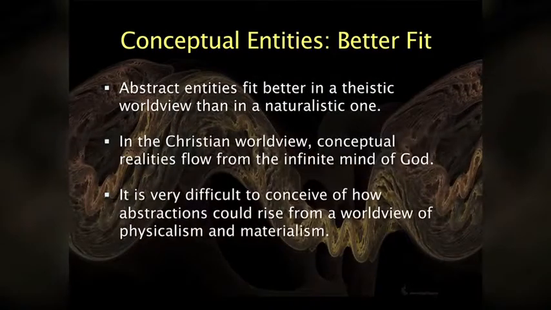Abstract entities fit better in a theistic worldview than in a naturalistic one. In the Christian worldview, conceptual realities flow from an infinite mind, the mind of God. It's very difficult to conceive of how abstractions could arise from a worldview of physicalism and materialism. How can non-physical entities come from purely physical material entities? Again, naturalists talk about emerging properties. But how is that an explanation? Most of the naturalist philosophers I know talk about the intractable problem of consciousness.